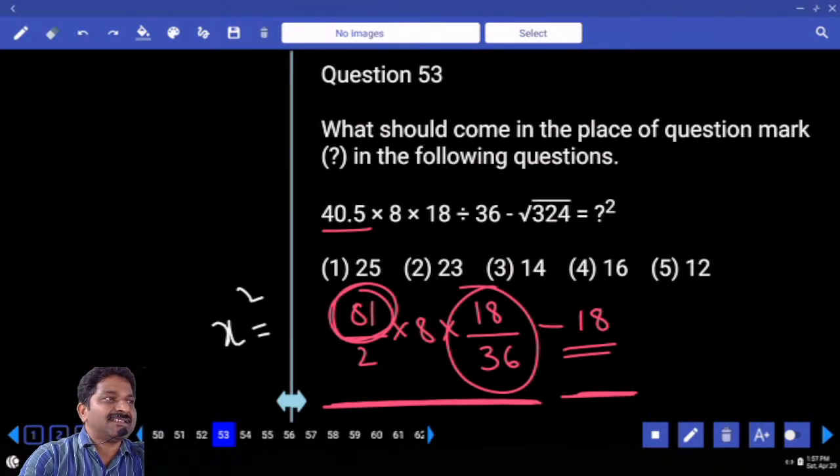If x square is 9 multiple, x must be, go to options, how many? Only one. 12 final.